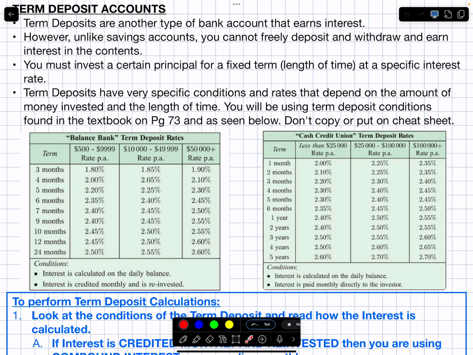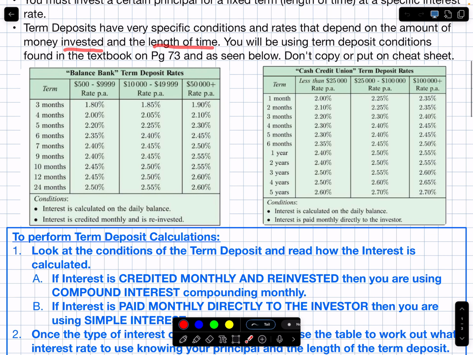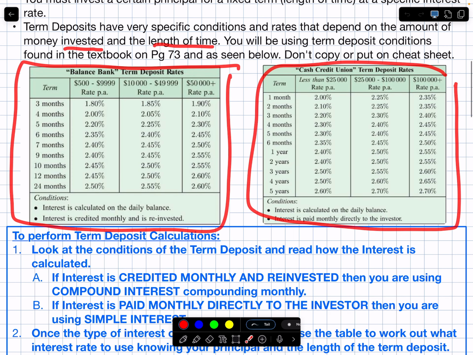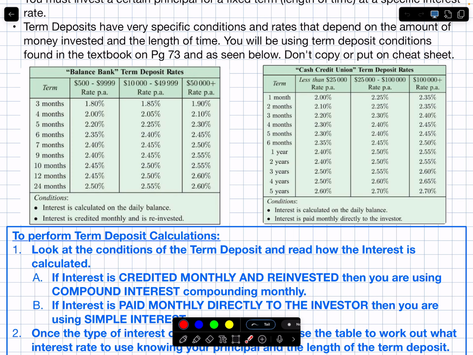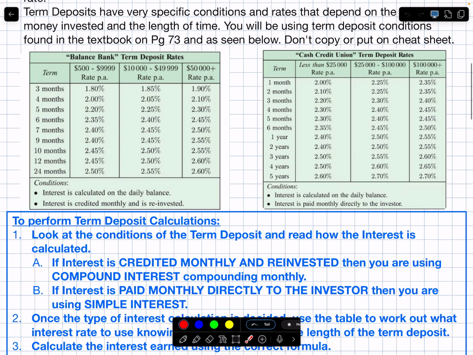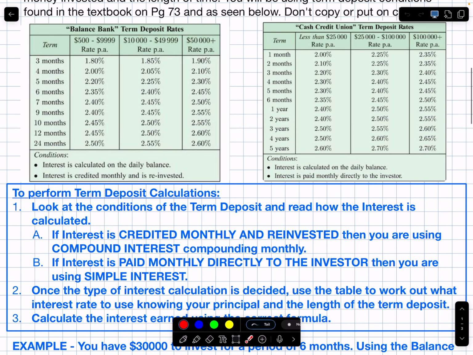So term deposits have very specific conditions and rates that depend on the amount of money invested and the length of time. You're going to be using these tables. They're in your textbook, on page 73 of the little booklet that I've given you. You do not need to copy them or put them on your cheat sheet. The term deposit question will give you this. You don't need to copy it now because when you're doing the exercises, these are on page 73. I just need them here because I'm demonstrating a question for you, so I need these on the screen, okay?